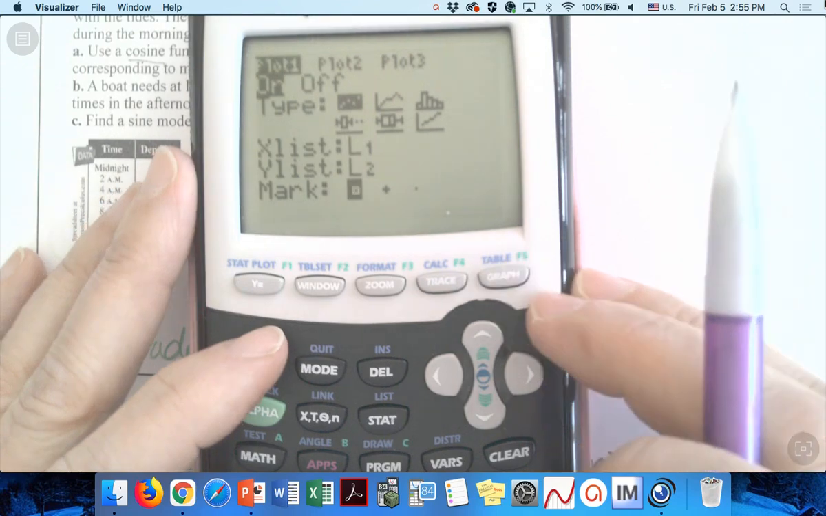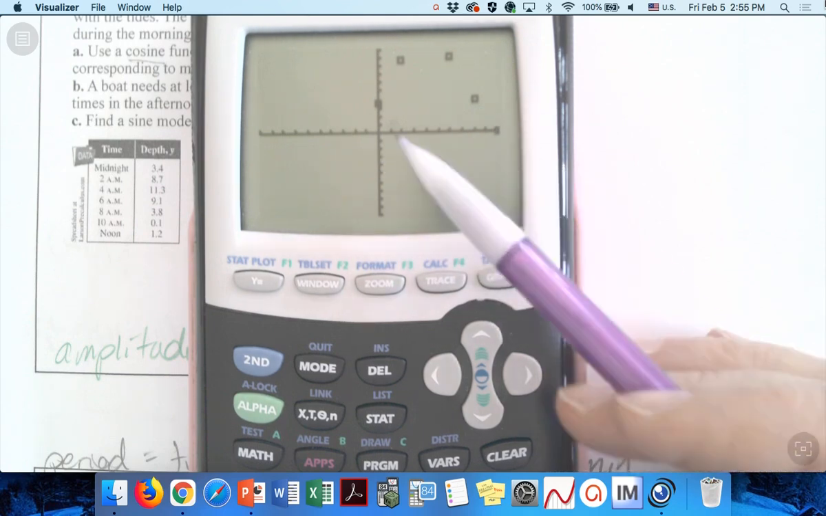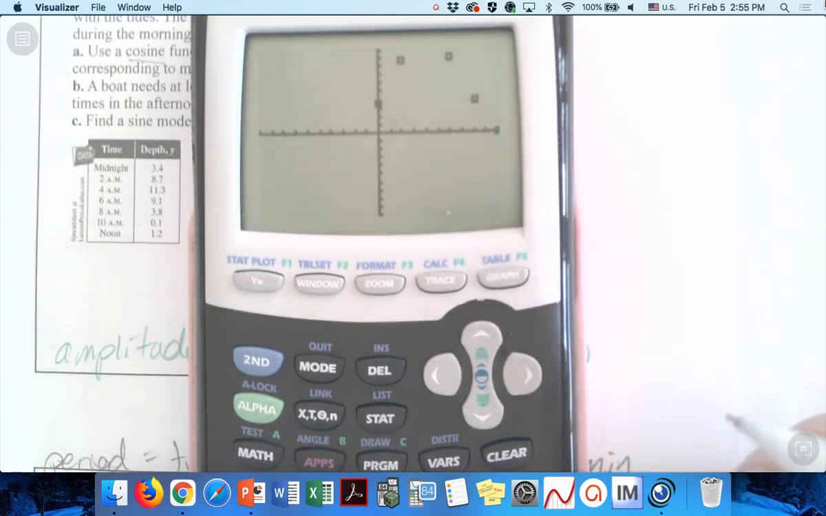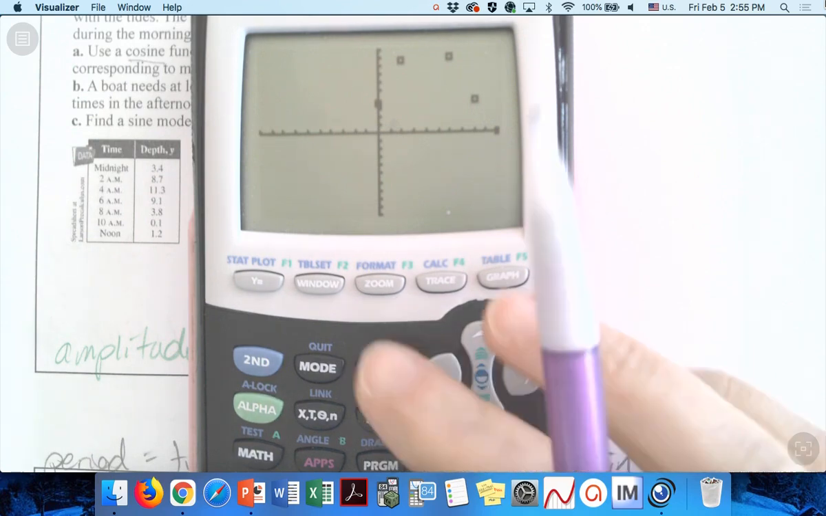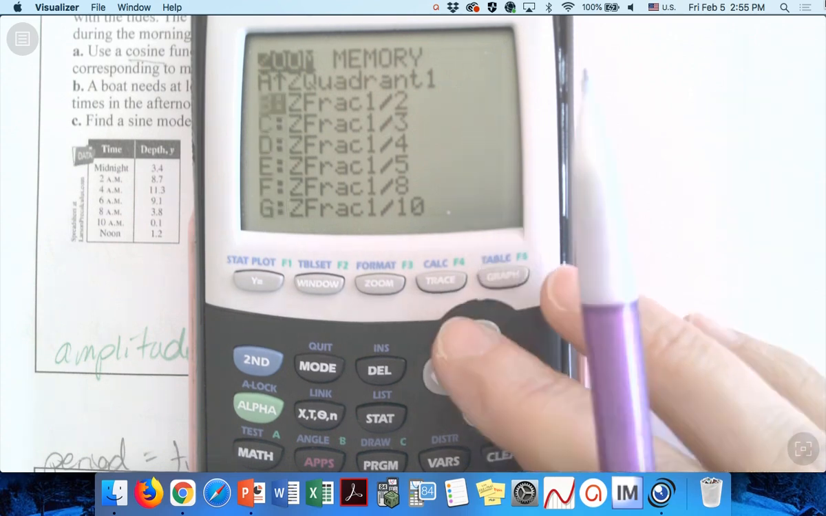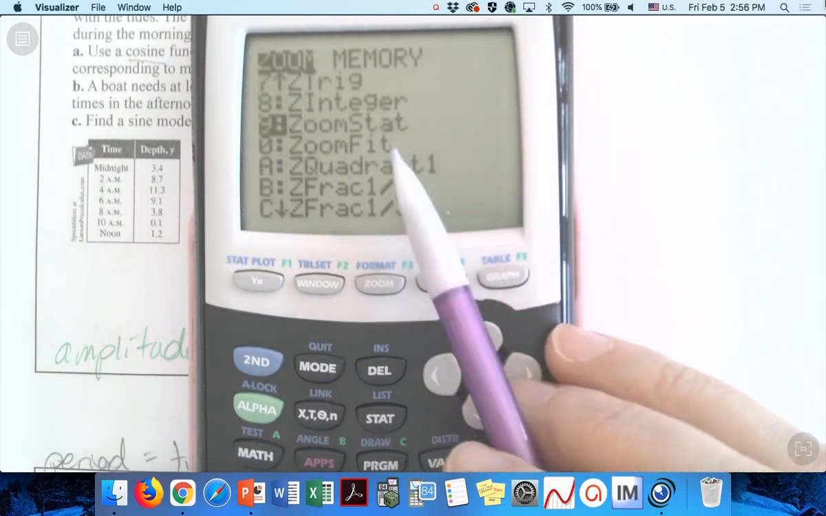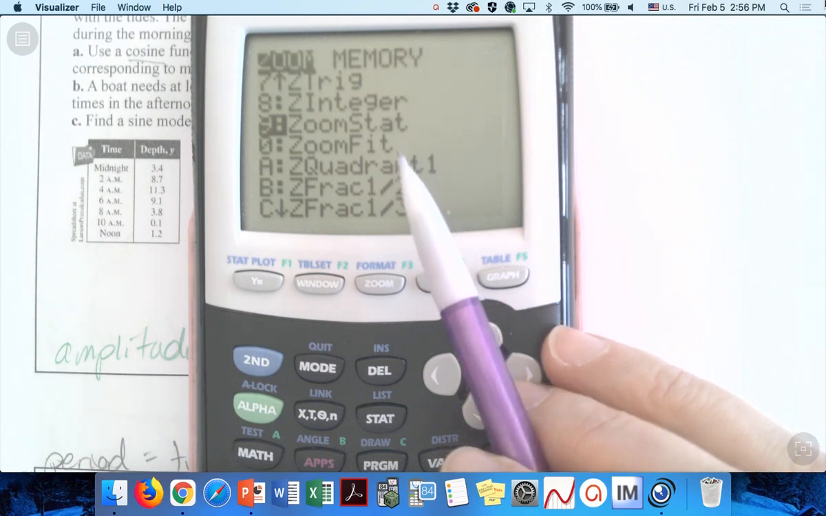And then we'll go to, now if you hit graph, depending on your window, you may not see all of your points. You can, of course, adjust your window by hand, or if you go to zoom, if you go to zoom 9, that's going to fit any stat plot that you have. Zoom 9.